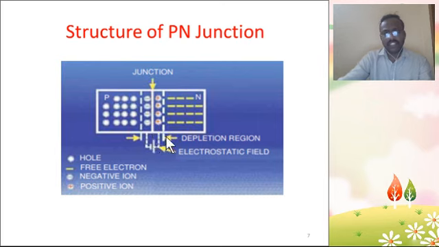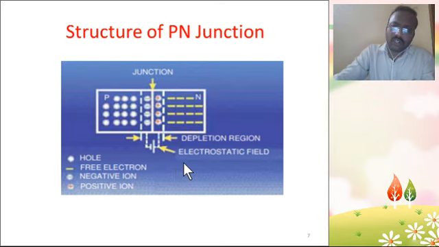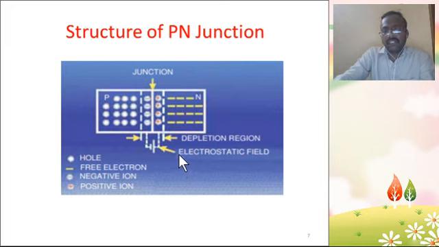This is the depletion region. These two points mark the depletion region. Voltage across the depletion region is called the electrostatic potential. Generally, the junction potential for silicon material is 0.7 volt for the ideal case. In practice, it varies from 0.7 to 1 volt.